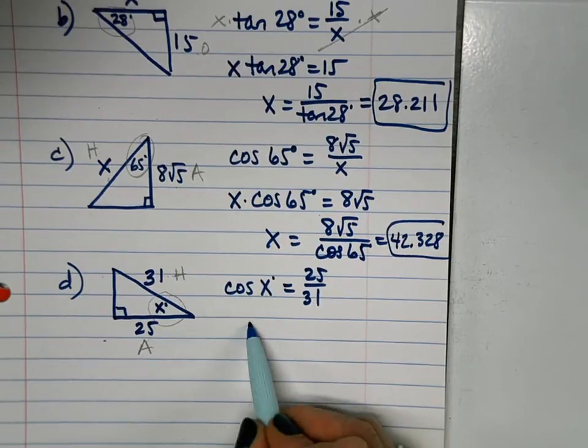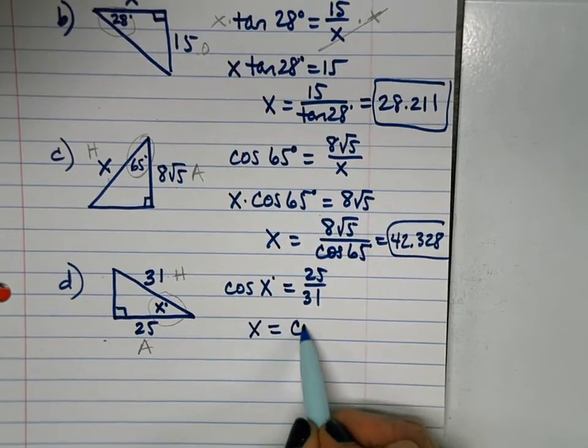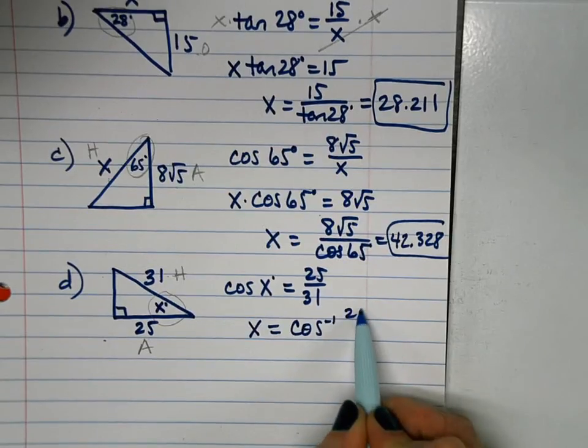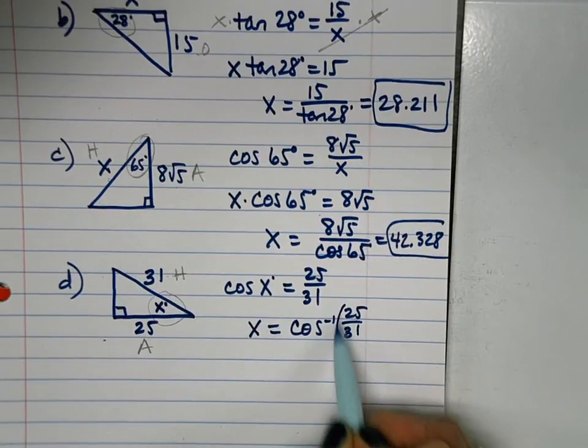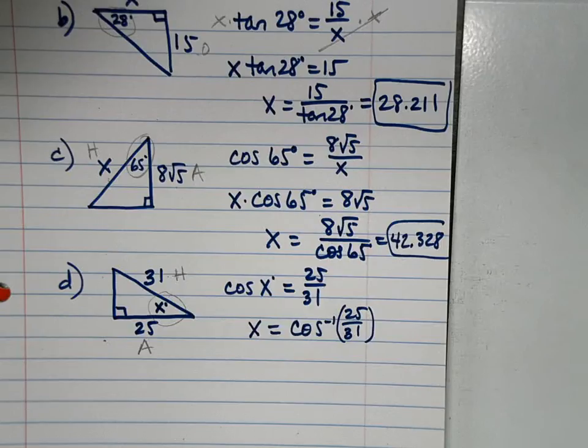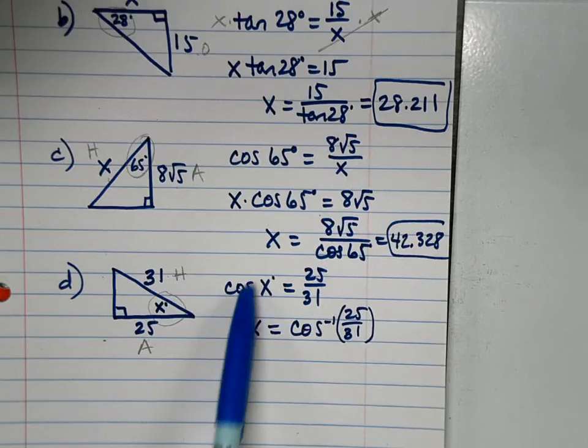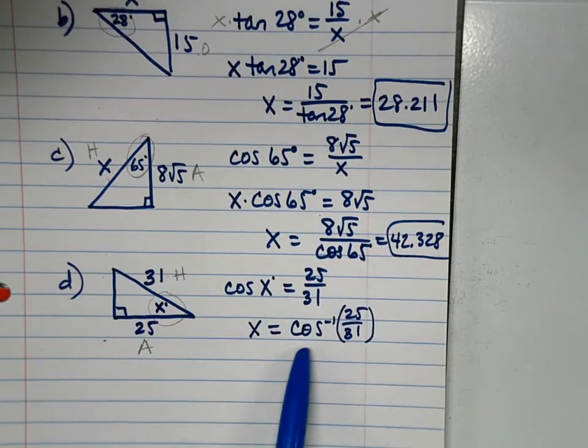Now, when you do that, you don't write cosine over here anymore. You write it like this: x equals inverse cosine 25 over 31. The inverse undoes, remember it undoes the original function. So what I did was I took the inverse cosine of both sides. The inverse cosine and cosine canceled out, leaving just x. Okay, but this is what I would write. That could be the correct answer as well.